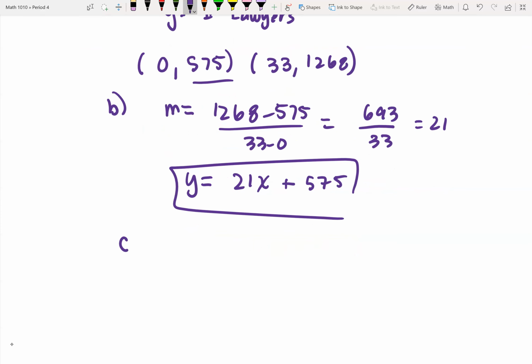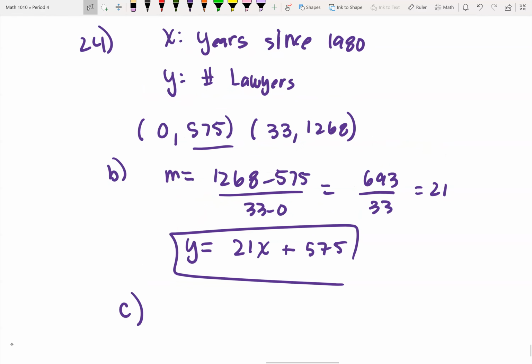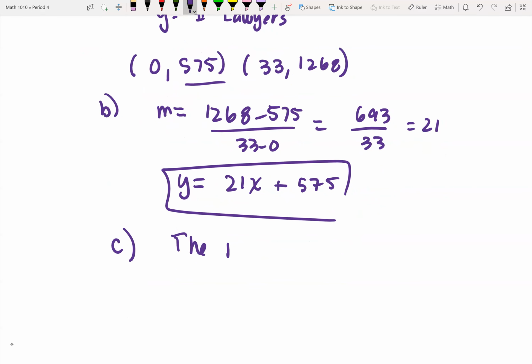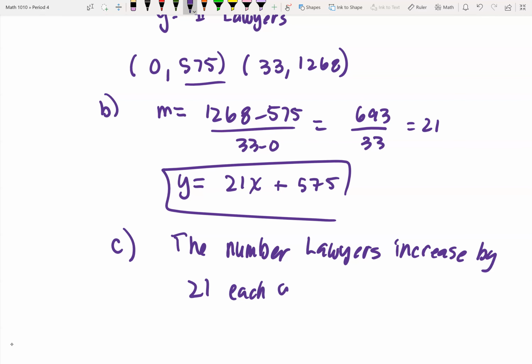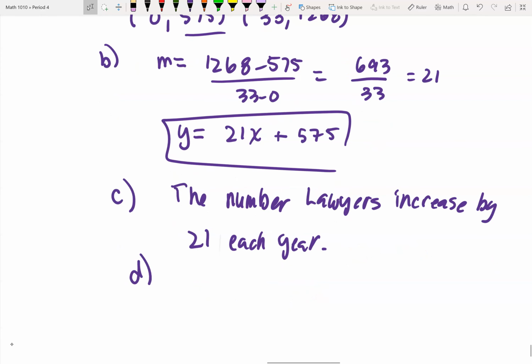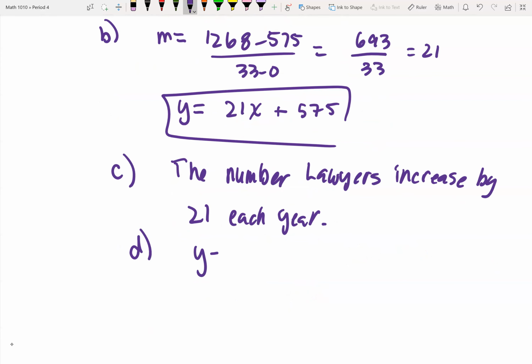Question C, what is the practical meaning? Well, x stands for the number of years, so the number of lawyers increases by 21 each year. Question D, how many will there be in the year 2000? It has been 20 years since 1980, so we go 21 times 20 plus 575, and the answer is 995 lawyers.